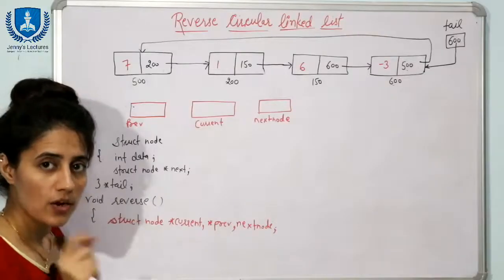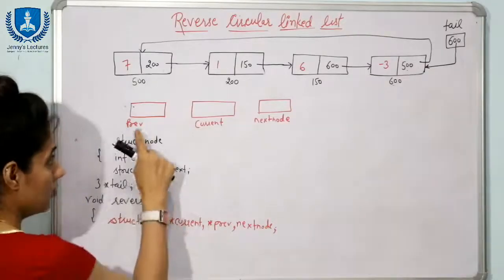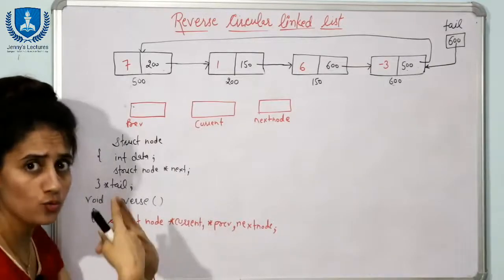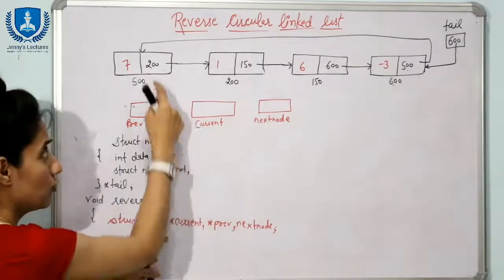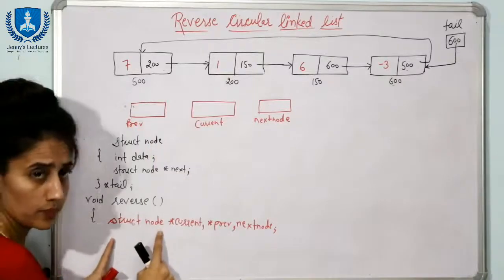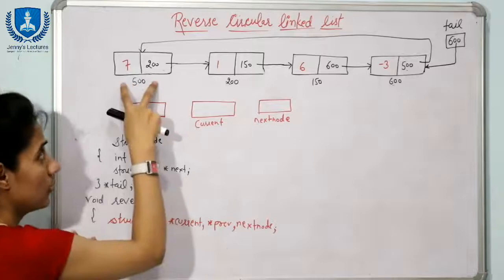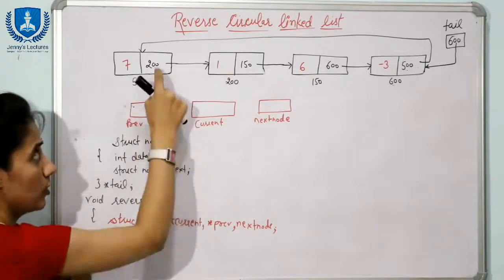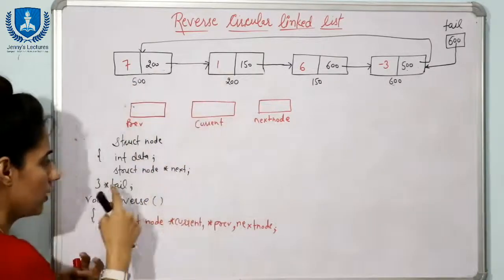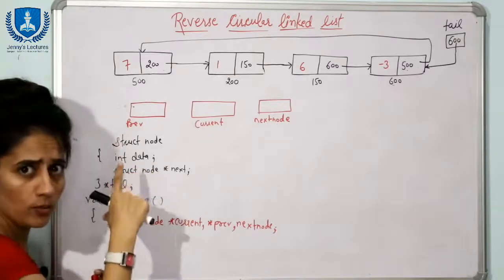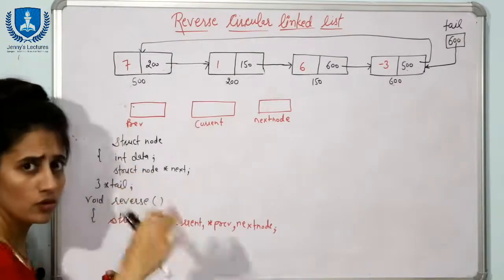As you can see, we have declared 3 pointers: prev pointer, current and next node. These pointers are pointers to node because they contain the address of the node. So here I am taking struct node. I guess you already know it is a user defined data type with two parts: one is the data part, and one is the next pointer, which will contain the address of the next node. We have maintained only the tail pointer.